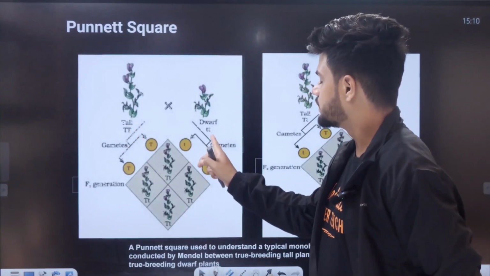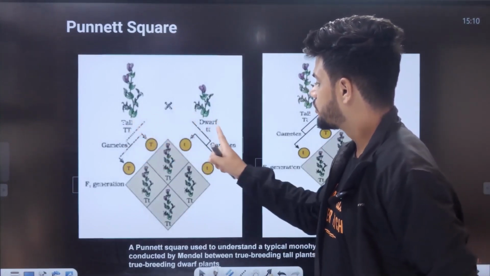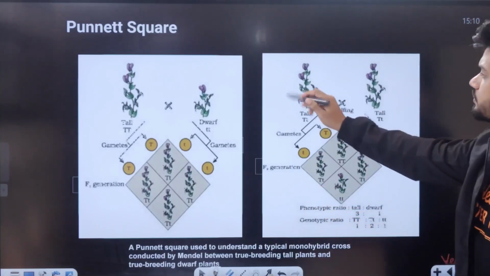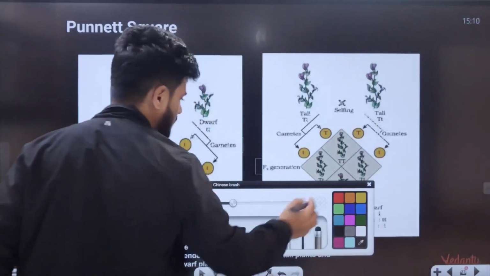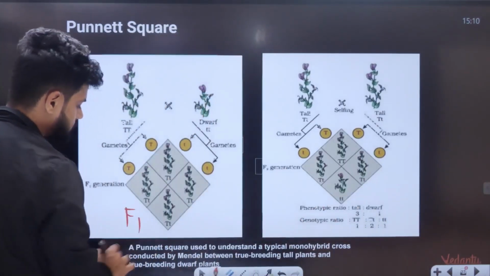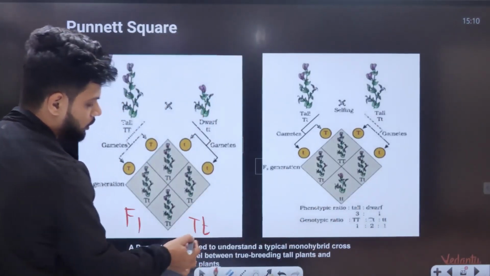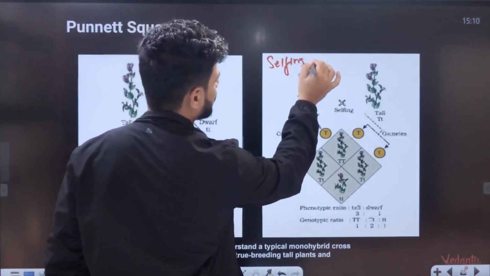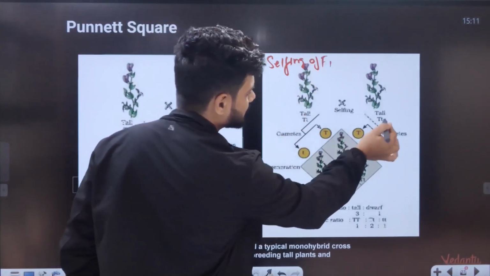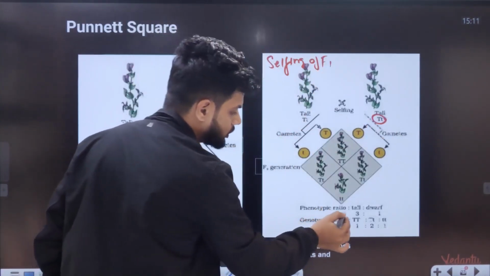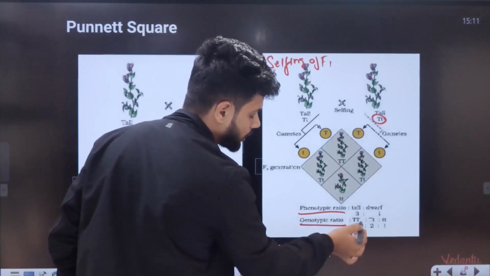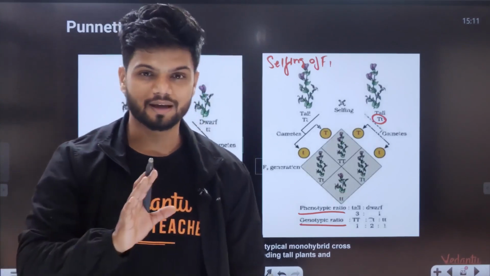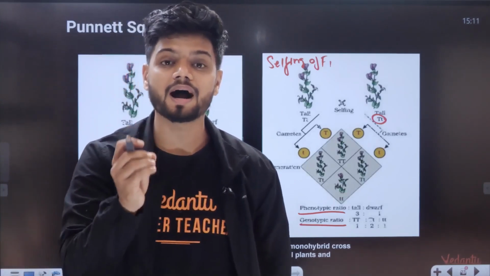Capital T, small t. So we have homozygous dominant and homozygous recessive. Okay. We're crossing over. Then this is your F1. We get F1 here. That is capital T, small t, heterozygous dominant. Now here we have selfing of F1. Selfing of F1. Capital T, small t, capital T, small t. And then what do we get? Phenotypic ratio 3:1. Genotypic ratio 1:2:1. That is going to be the genotypic ratio on the board. That is called your monohybrid cross.